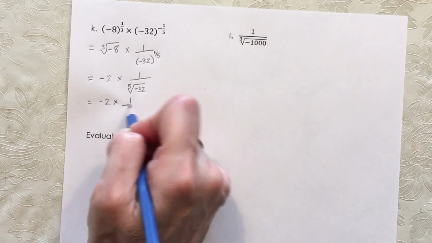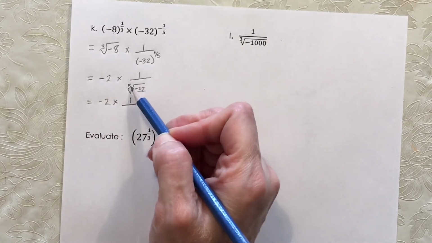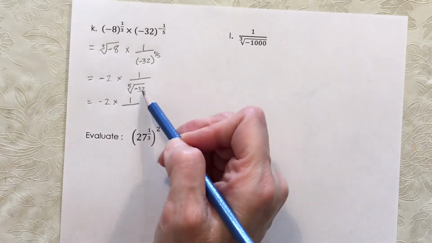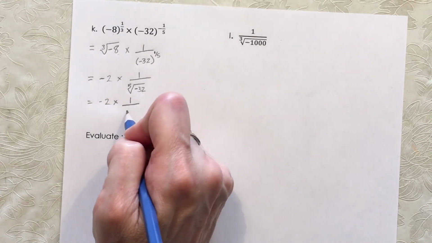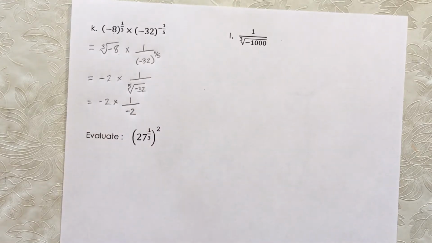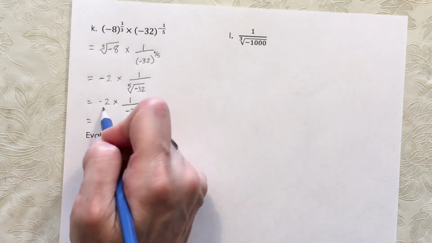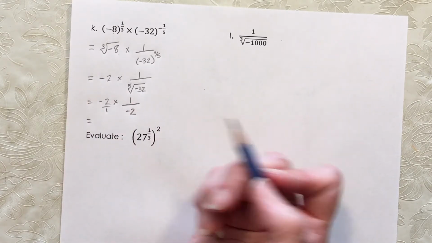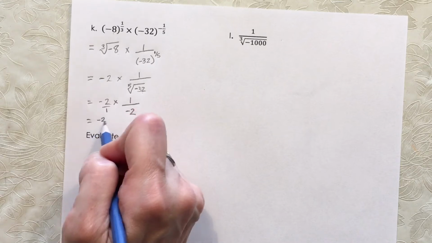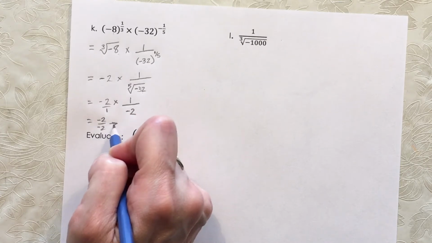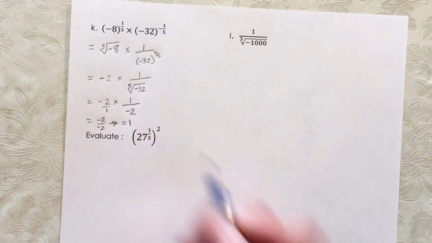Times, don't forget the 1 over. So in the bottom here, it's saying what number multiplies by itself 5 times to give me negative 32, and that's negative 2. And negative 2 over 1 times 1 over negative 2 is negative 2 over negative 2, which is positive 1.